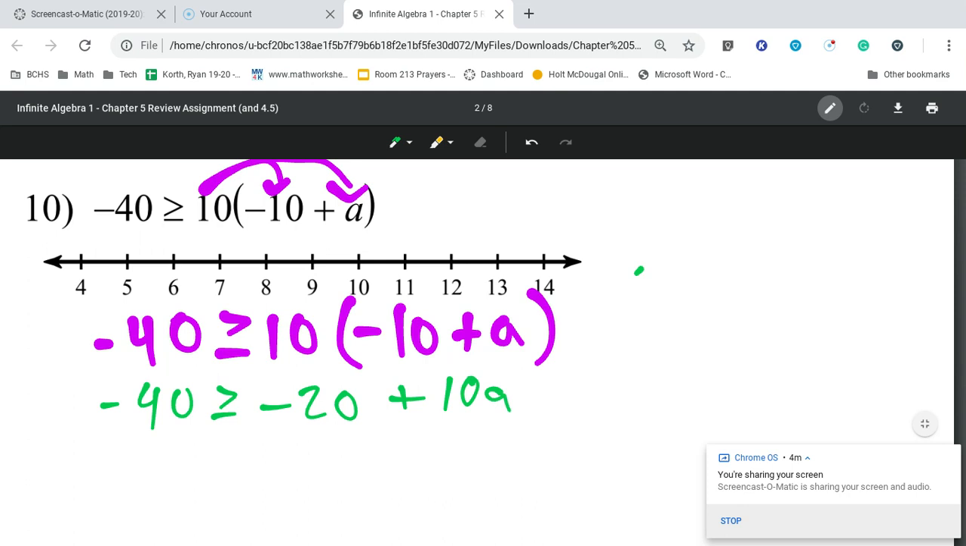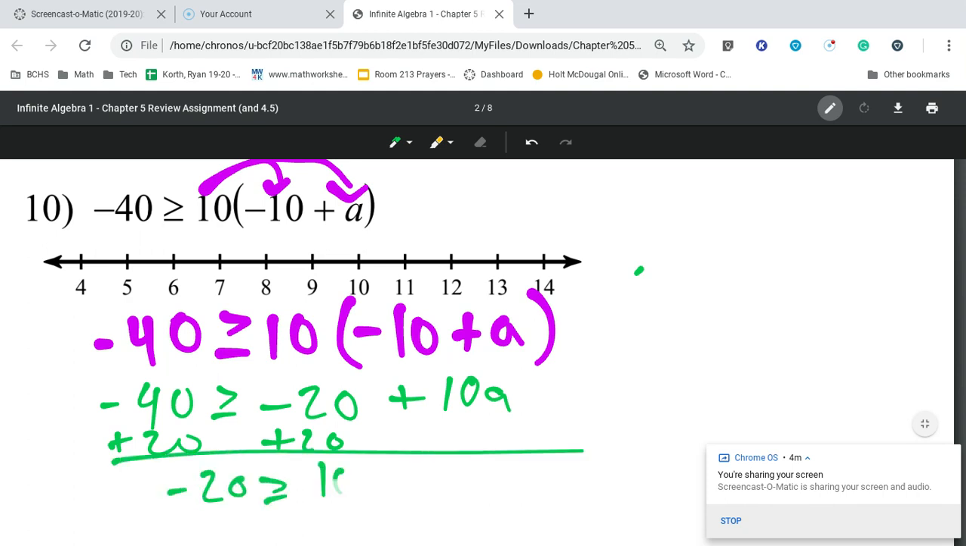Our ultimate goal is to get the variable by itself, so I'm going to add 20 on both sides. Gives us negative 20 greater than or equal to 10a. So it's negative 20 greater than or equal to 10 times a. Undo multiplication with, that's right, division. Go ahead and put on your glasses. And negative 2 is greater than a.